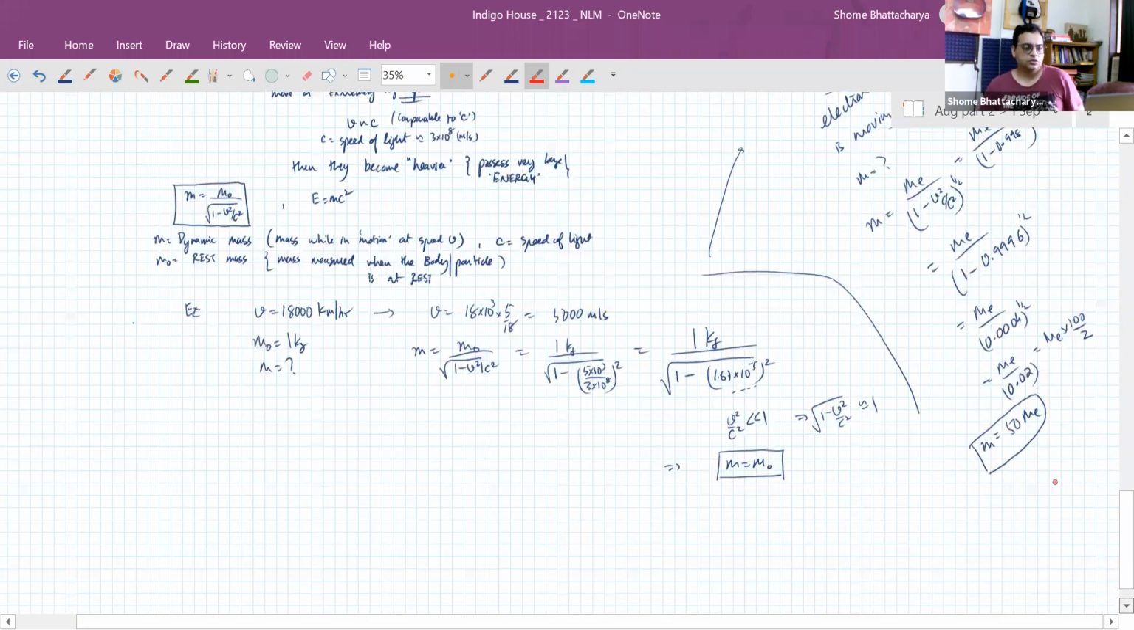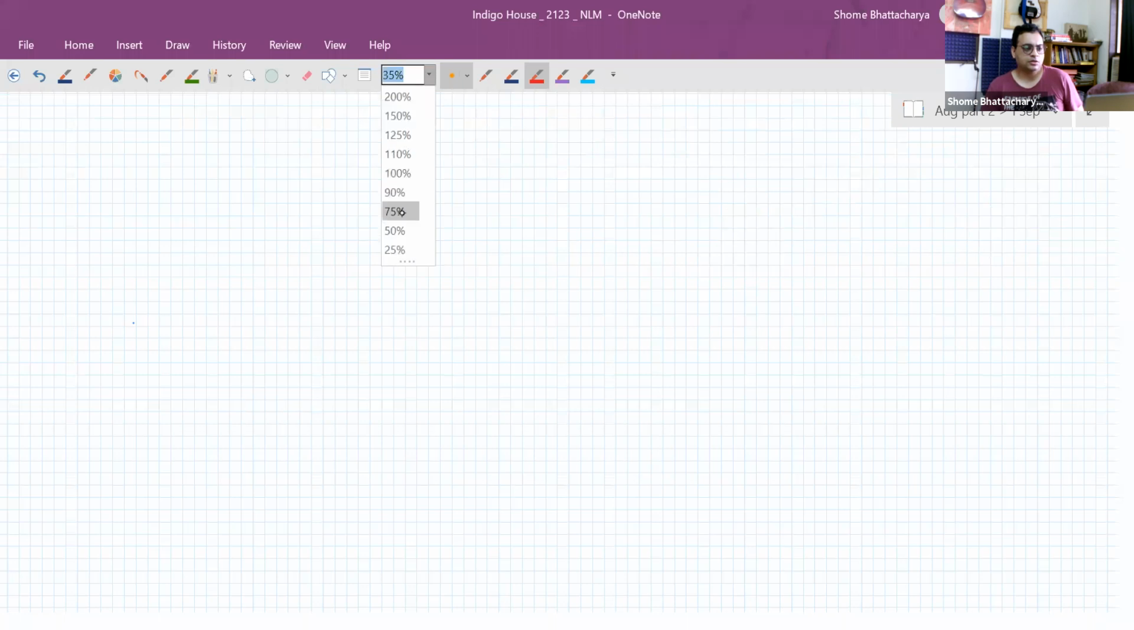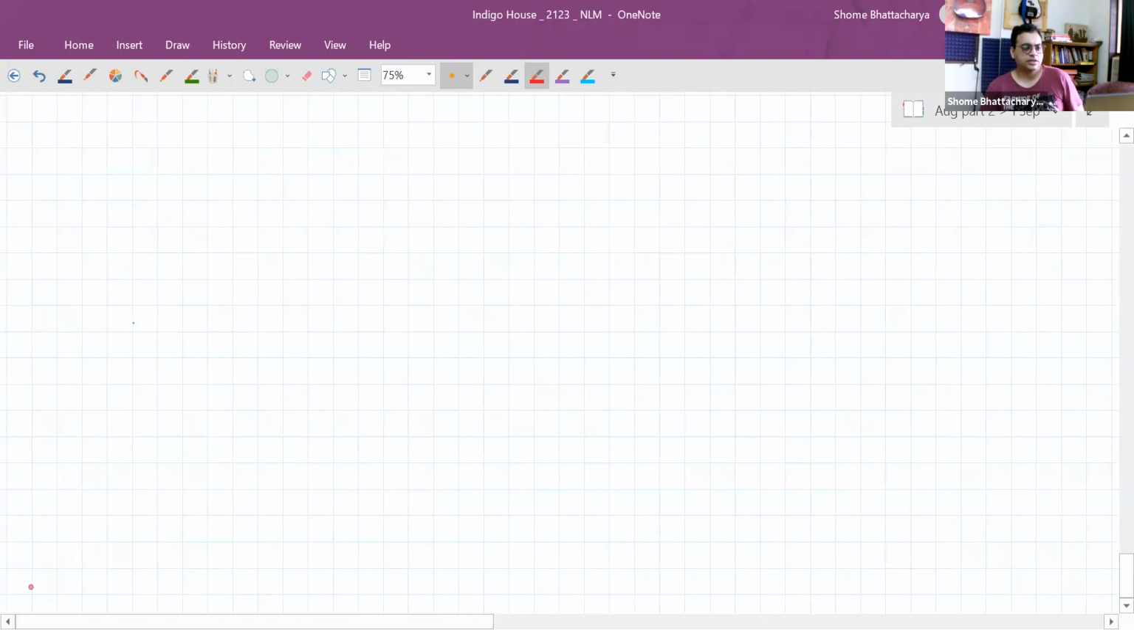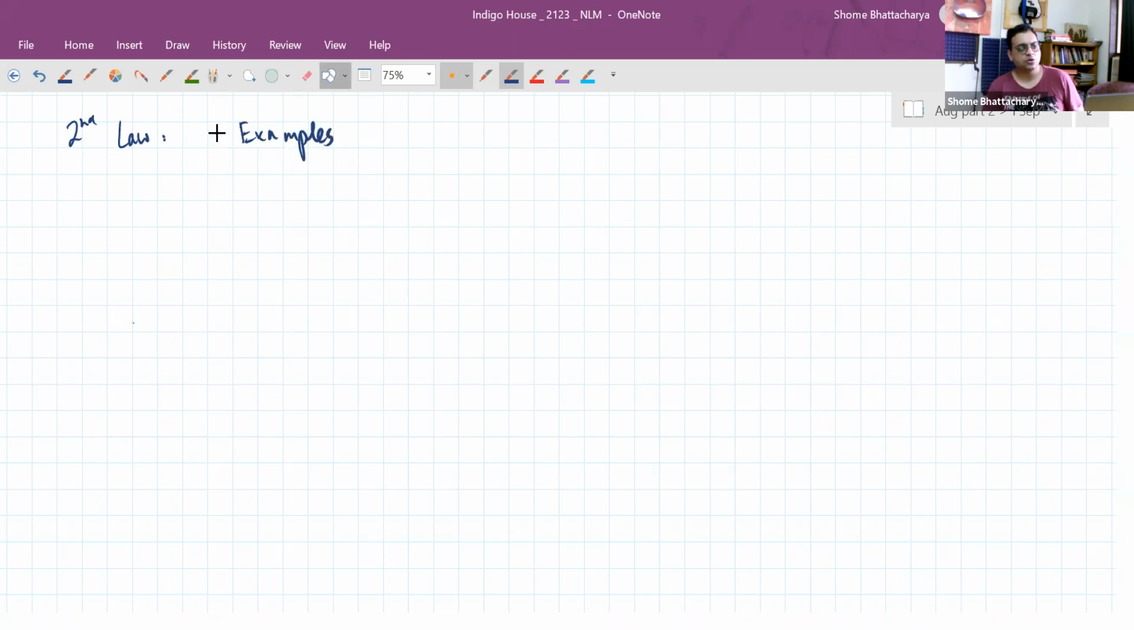Okay, so now coming back to our Newton's second law. So let's quickly look at some examples of second law before we come to third law and its explanation. So from this point onwards, all examples we'll be thinking of will be examples where the mass is fixed. Okay.